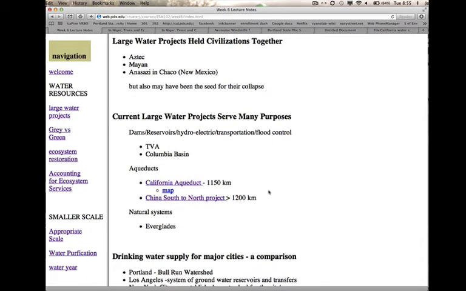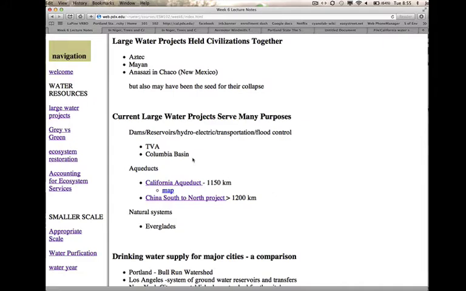There are current day large water projects that serve many purposes, and you're probably aware of these, but I want to remind you of them. So in the United States, we have some large dams that create reservoirs. They produce hydroelectricity. They're used for transportation and flood control. And those are the Tennessee Valley Authority and the Columbia Basin.